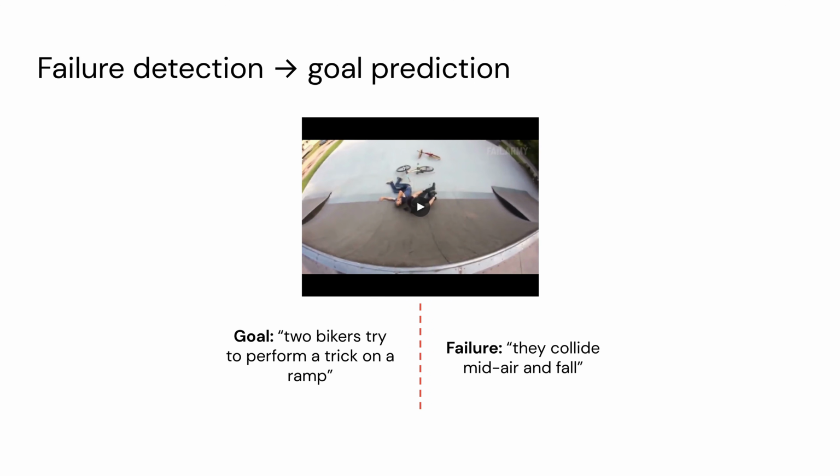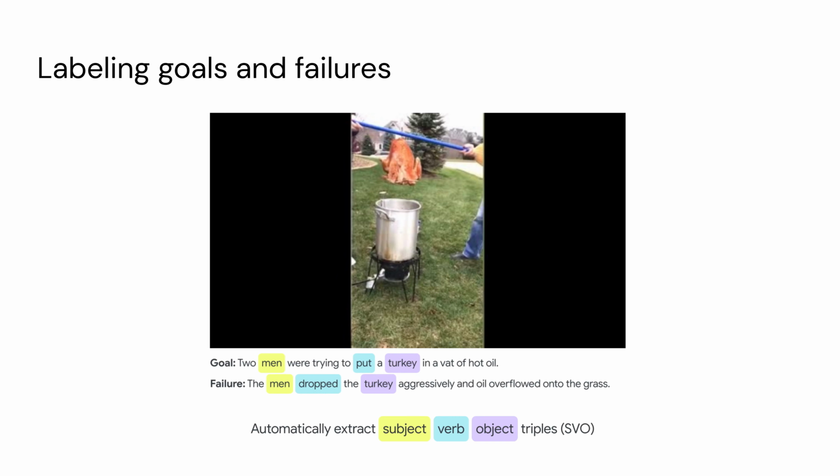Since solving this task requires inferring the latent goals of an actor in a scene, our model can be used to predict the goals in videos such as the one shown here, as well as guess what went wrong. To evaluate models' abilities to predict goals, we augment the OOPS dataset with natural language descriptions of goals and failures, and automatically extract subject-verb-object information, or SVOs, from these descriptions. We show some examples here.